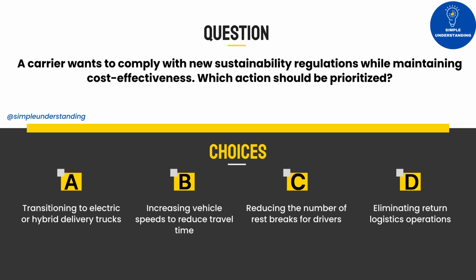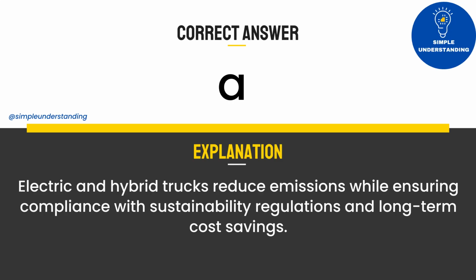4. A carrier wants to comply with new sustainability regulations while maintaining cost-effectiveness. Which action should be prioritized? A. Transitioning to electric or hybrid delivery trucks. B. Increasing vehicle speeds to reduce travel time. C. Reducing the number of rest breaks for drivers. D. Eliminating return logistics operations. Correct answer, A. Explanation: electric and hybrid trucks reduce emissions while ensuring compliance with sustainability regulations and long-term cost savings.